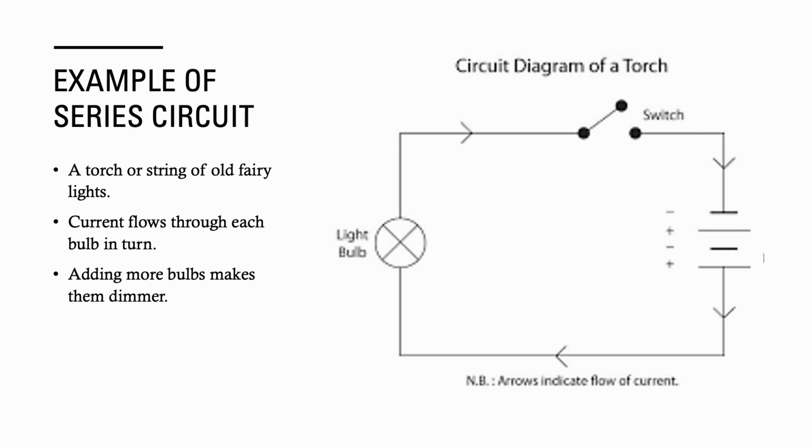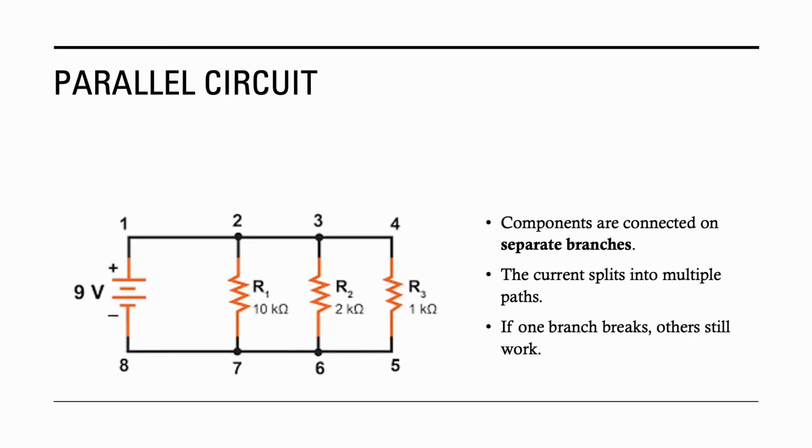A good example of a series circuit is an old-fashioned string of Christmas lights or a simple torch. In these, the current travels through each bulb one after another. If one bulb burns out, the rest go out too, because the current can't continue to flow. Another feature of series circuits is that adding more bulbs makes each one dimmer, since the energy is shared along the single path.